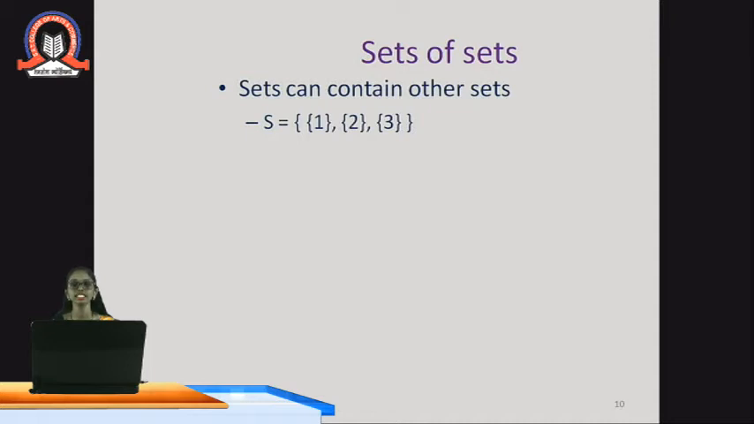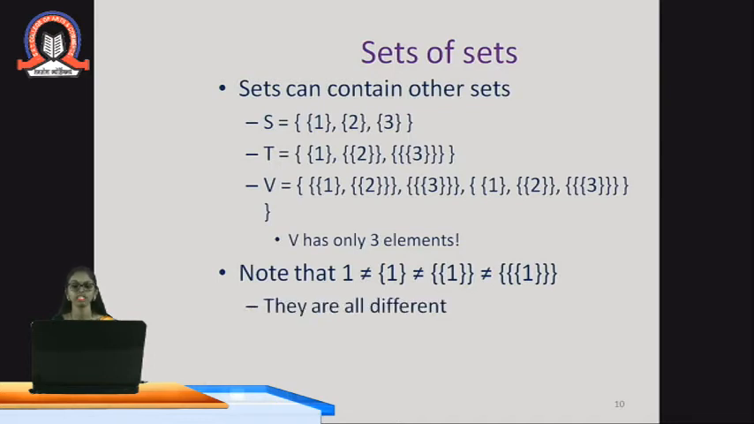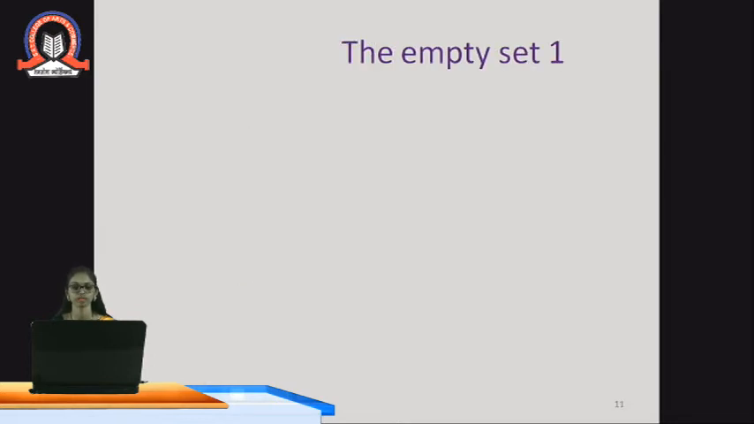Means S is a set which contains other sets 1, 2 and 3. T is another set and it contains the 1 set, the 2 set and the third set. Similarly V. That means V has only 3 elements. Note that 1 is not equal to the bracket of 1, which is not equal to the double bracket of 1. They are all different.